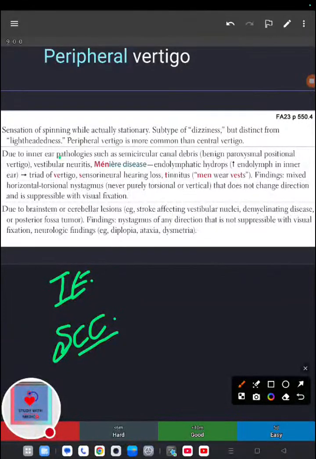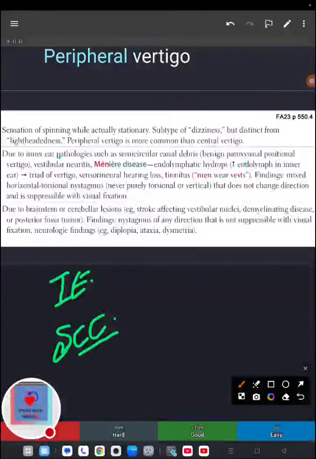So, what happens is we have the saccule and utricle. They have crista, and then they have calcium carbonate crystals in that, and that unfortunately goes into the semicircular canals, and because of that they get paroxysmal attacks for a few seconds on change in position. Okay, another is due to inner ear pathology, vestibular neuritis, and Meniere's disease.